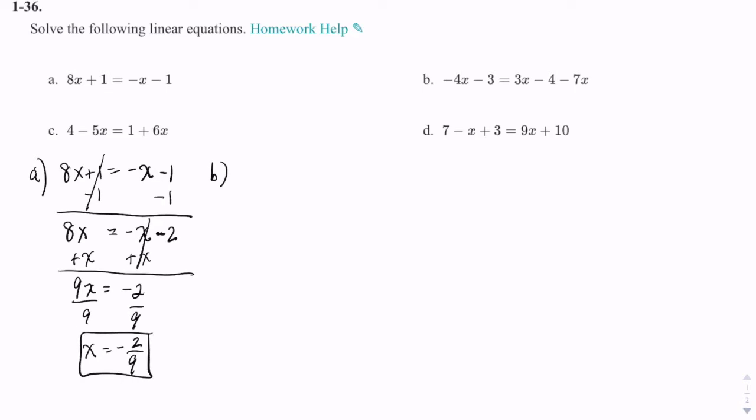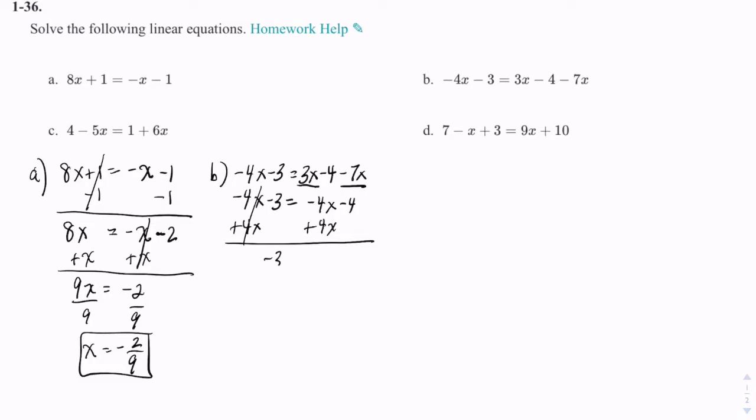Okay, let's do B. B, I have negative 4x minus 3 equals 3x minus 4 minus 7x. I'll simplify first. So negative 4x minus 3. Over on the right, I have like terms, 3x minus 7x. Positive 3x and negative 7x is negative 4x minus 4. Now I'll add 4x to both sides, right? And I'm left with negative 3 equals negative 4.